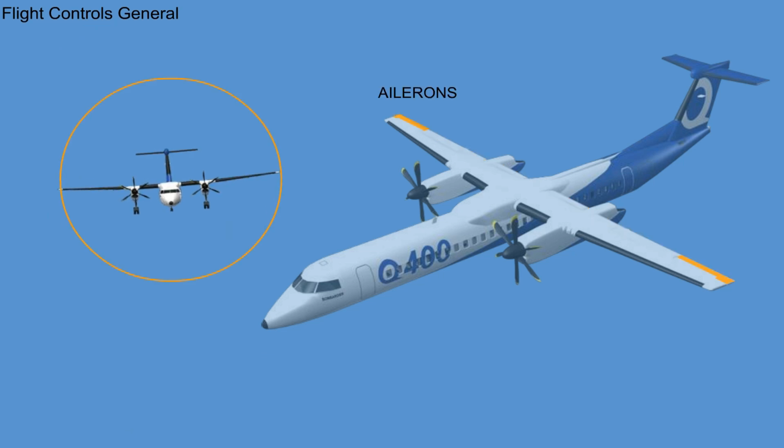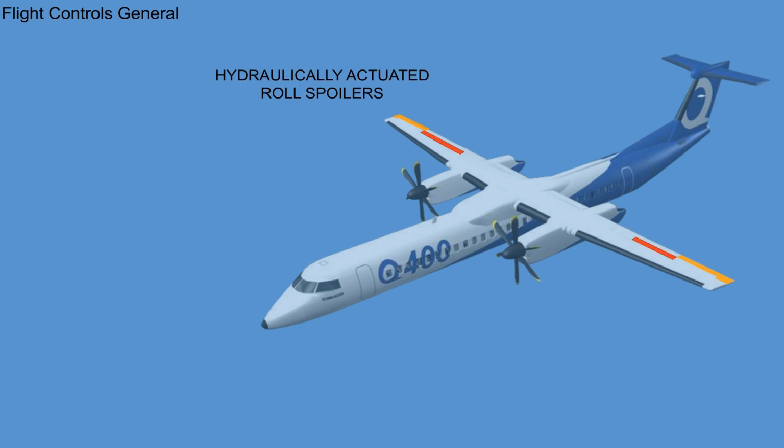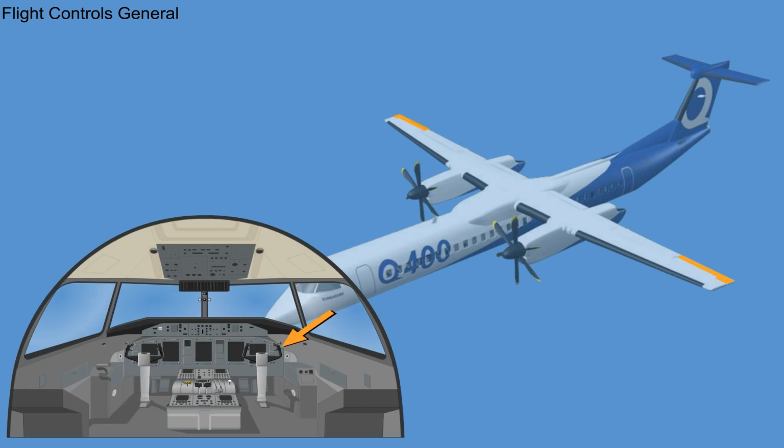Roll control is provided by ailerons, which are controlled by cables, and two hydraulically actuated roll spoilers on each wing that support the upgoing aileron. The ailerons are controlled by the co-pilot control wheel, the roll spoilers by the pilot control wheel. The two circuits are normally interconnected, but if either system jams, they can be separated.